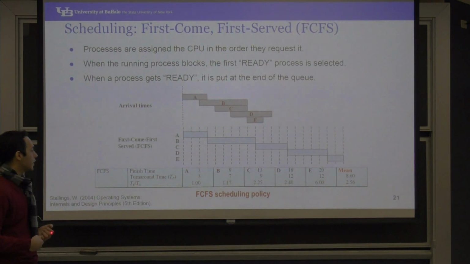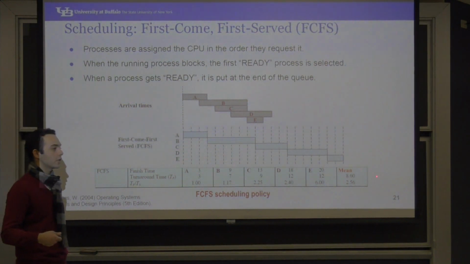And then the ratio between the turnaround and service time, again you calculate it. What is the turnaround time and then what is the service time? You already know from here, and then you just divide them and you get these numbers. And then there is the mean.